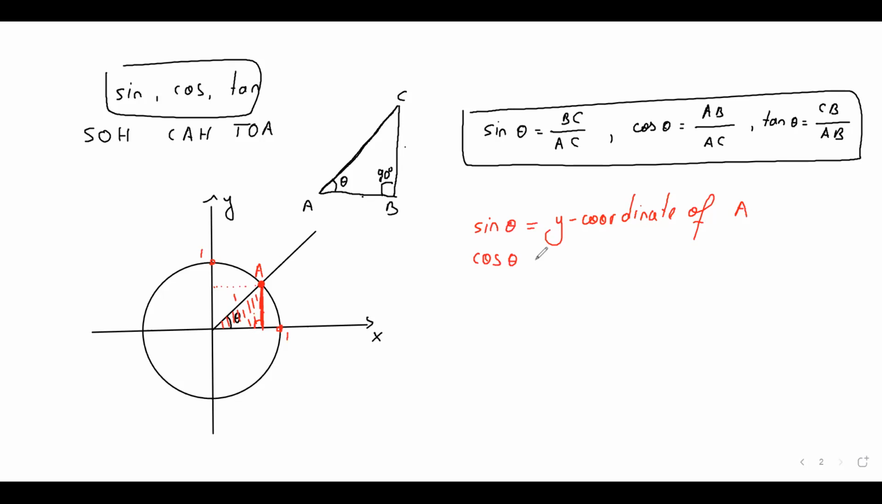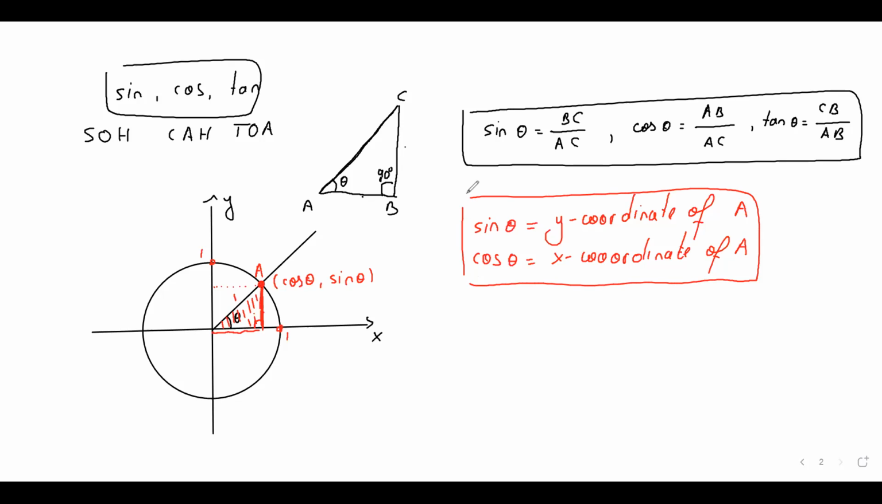And cosine theta similarly is going to be this guy here divided by the hypotenuse, and it's going to be the x-coordinate of the point A. So this point A, you can say, has coordinates cosine theta comma sine theta, because the x-coordinate is cosine here, folks, and the y-coordinate is this one here. So that is very important.